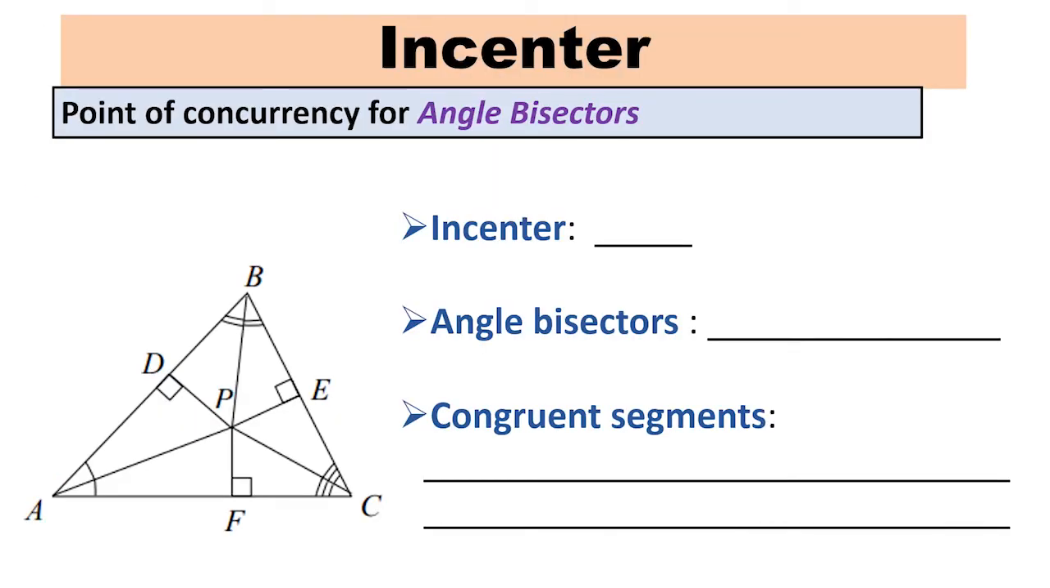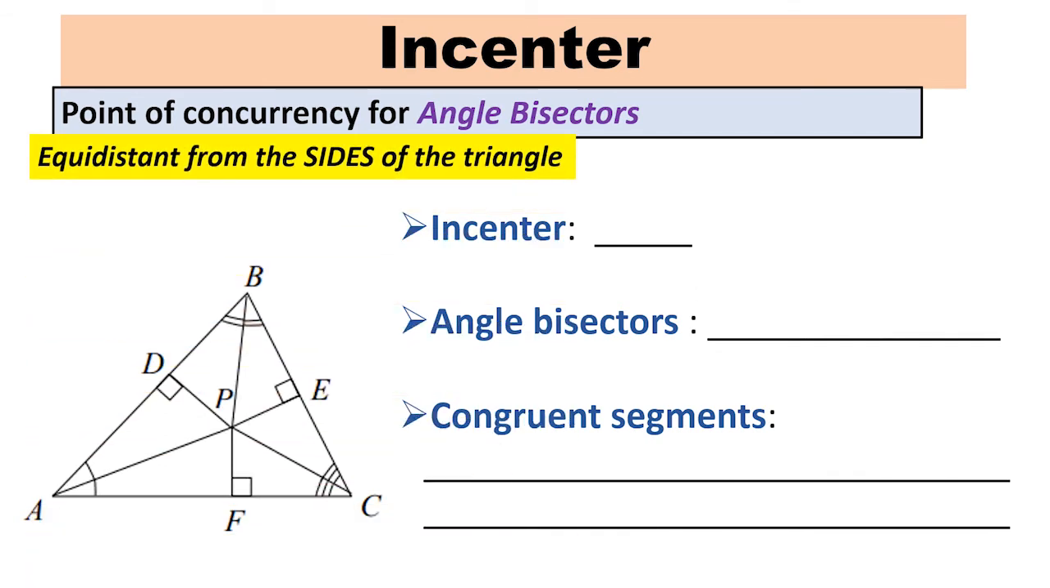Let's take a look at the incenter, which is the point of concurrency for angle bisectors, and it is equidistant from the sides of the triangle. The point P here would be my incenter. If it is equidistant from the sides of the triangle, that will make PD equal to PE equal to PF. I'm going to write some congruence marks here. PD would be equal to PE and PF, because it is equidistant from the sides of the triangle. So P is my incenter.